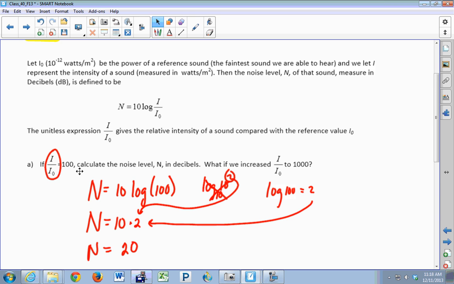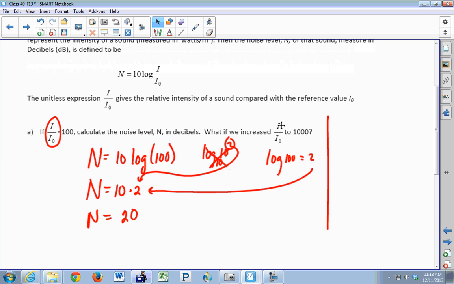So I wonder what the relationship is. Well, let me try another problem, see if I can figure out a pattern here. What if we increase I over I sub naught to 1,000? It's the same exact formula. We throw 1,000 in for I divided by I sub naught. And what's the log of 1,000? Common log of 1,000 is 3, because 1,000 is 10 to the third, and we're just going to lift off the exponent. 10 times 3, so there's our decibel reading.